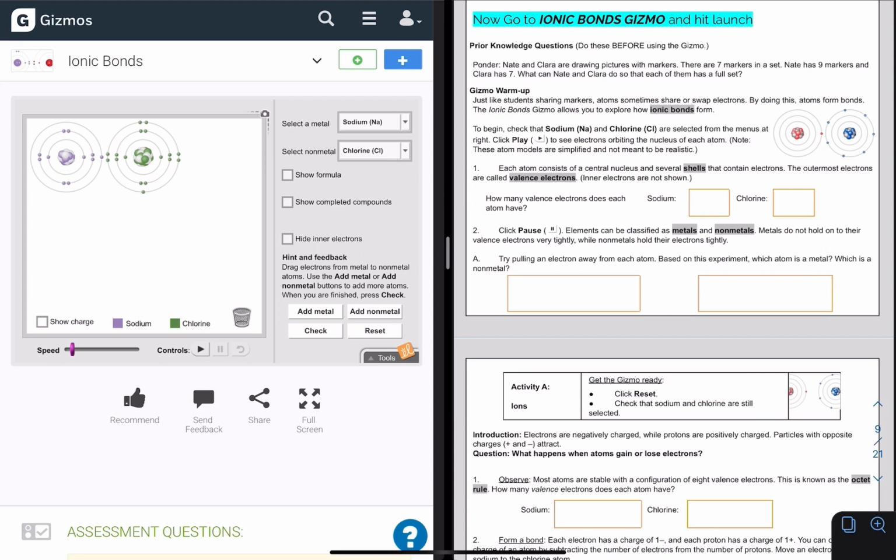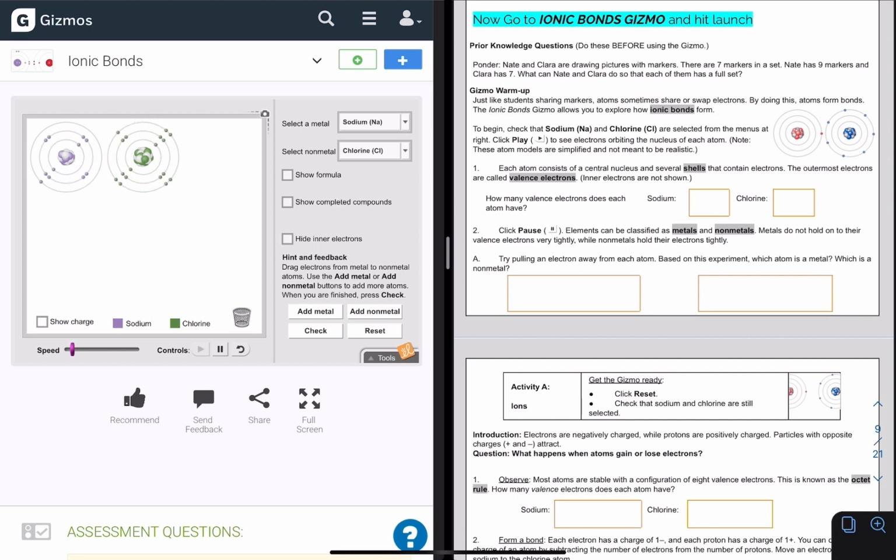So just like students sharing markers, atoms sometimes share or swap electrons. By doing this, atoms form bonds. The Ionic Bonds gizmo allows you to explore how ionic bonds form. So first thing we're going to do is check that sodium and chlorine are selected on the gizmo, and they both are. Then we're going to hit play. There's a button down here that lets you hit play, and then you're just going to take a look at the electrons moving around, and then we're going to go to problem 1.